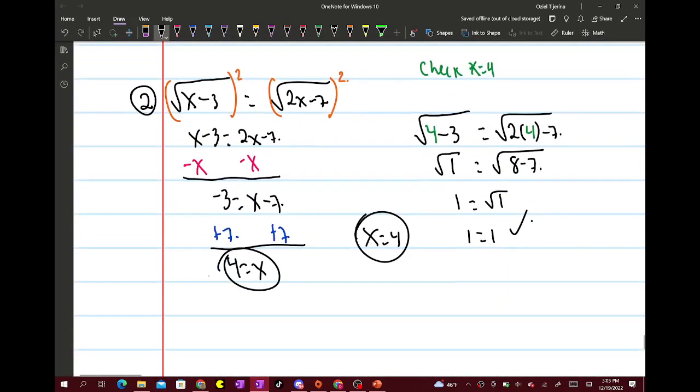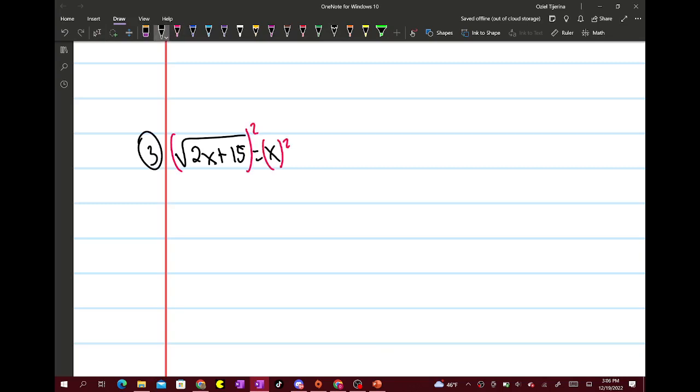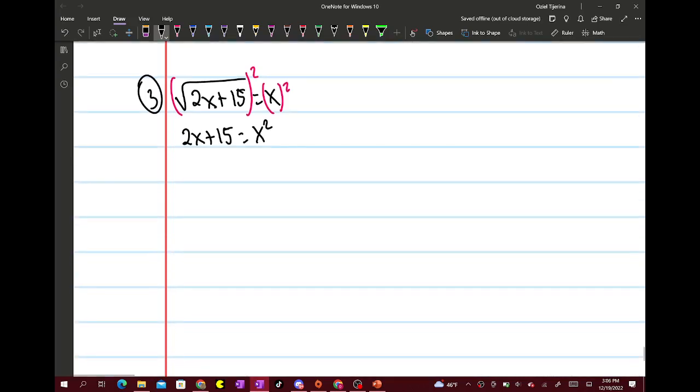Okay, so on to the third one. Let me go ahead and write it down. This one, we have the square root of 2x plus 15 is equal to x. So basically, yes, you're going to square both sides. The root cancels out, so 2x plus 15 is equal to x squared. And now we set this equal to 0.